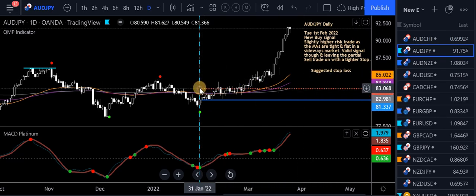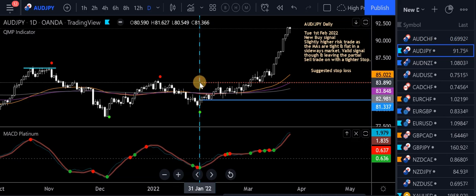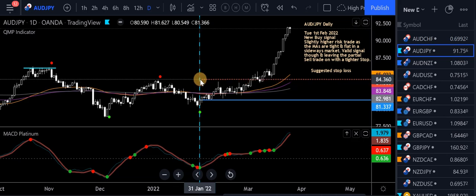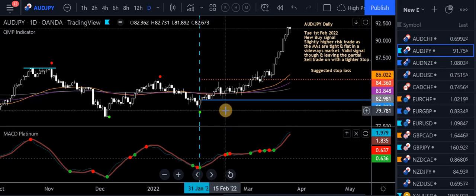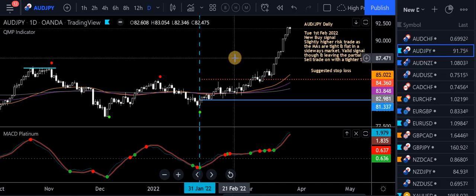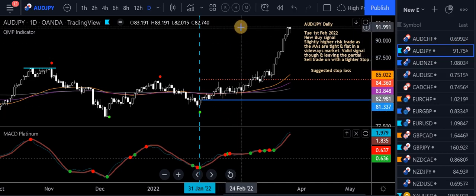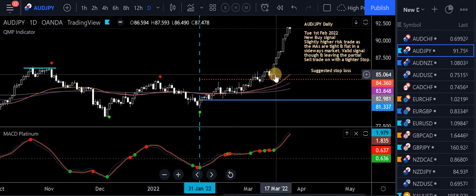Let's move that up a little bit, eh? We'll just bring that up because I normally keep my stops sort of between the 50 and the 100 moving averages. This is a good little trade here. What's that? In at 81,337, and what are we at the moment? 91, so 1,000 pips there roughly. That's been a good trade.